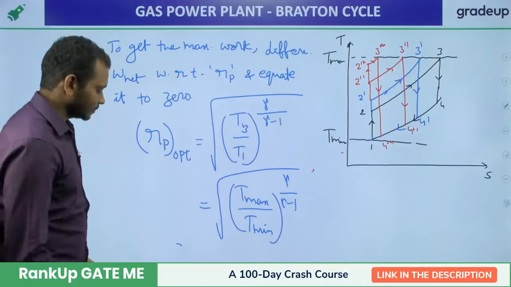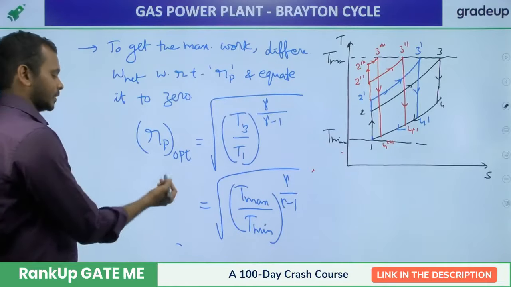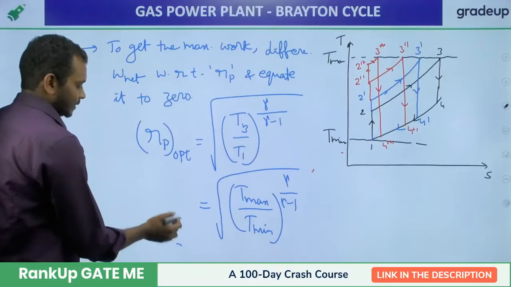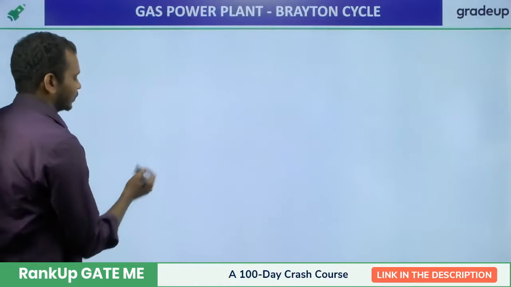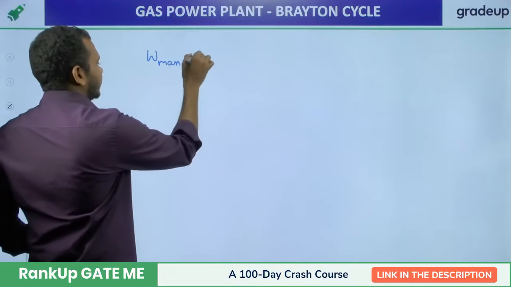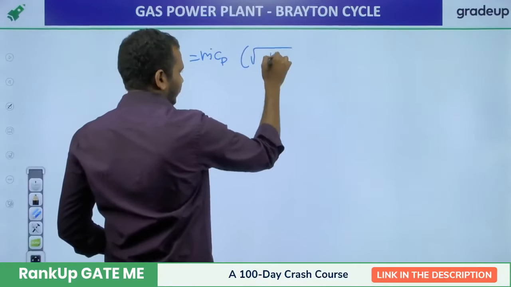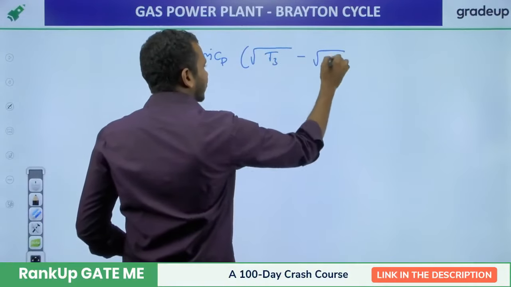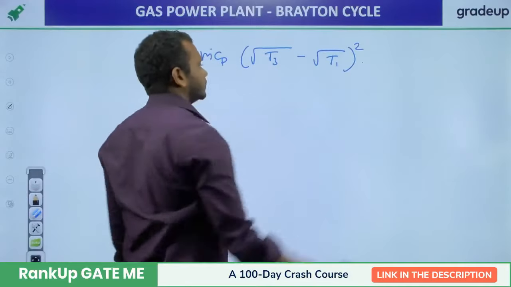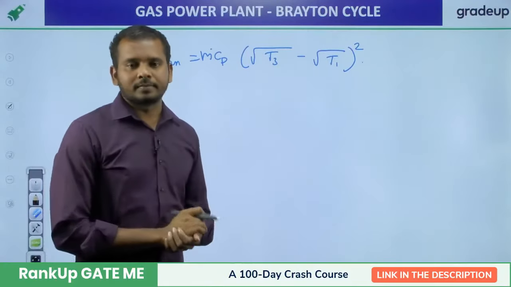Okay. So this is the optimum pressure ratio for maximum work output. Now we can write here the maximum work equation, that is Cp into m dot into (root of T3 minus root T1) whole square. Okay. So this is all about the simple Brayton cycle.